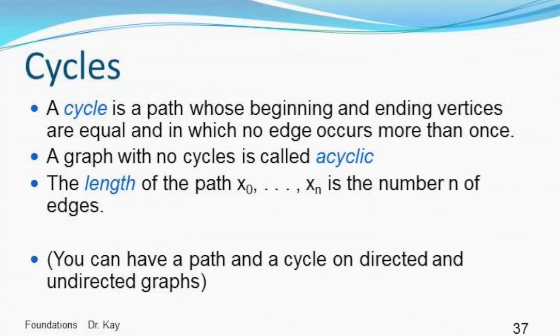And if you have a path that has n edges, of course that path is going to have n plus 1 vertices, right? Notice we started at x sub 0 here because there's a start and an end. But we talk about the length of the path as being the number of edges that it has. And of course you can have paths and cycles on directed and undirected graphs.